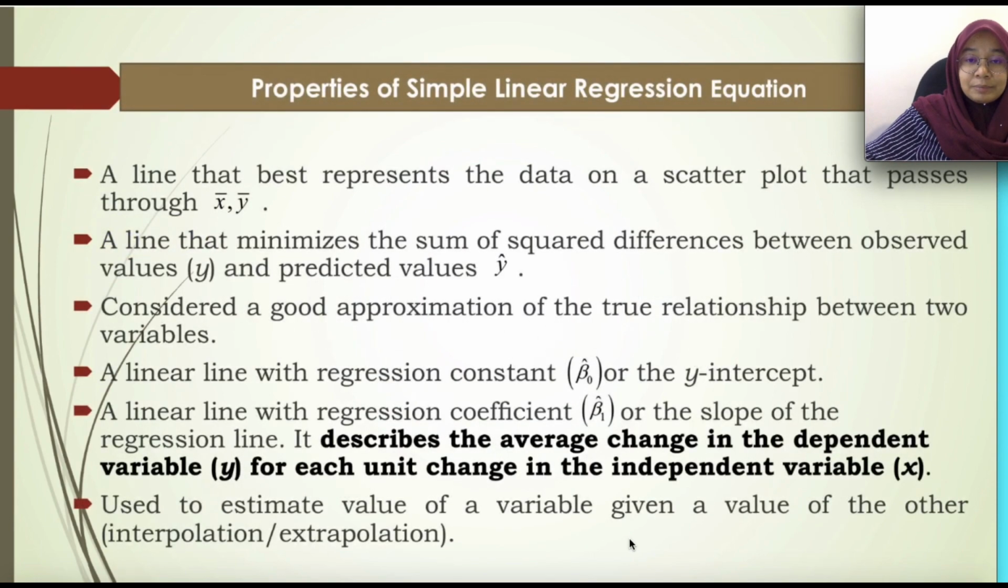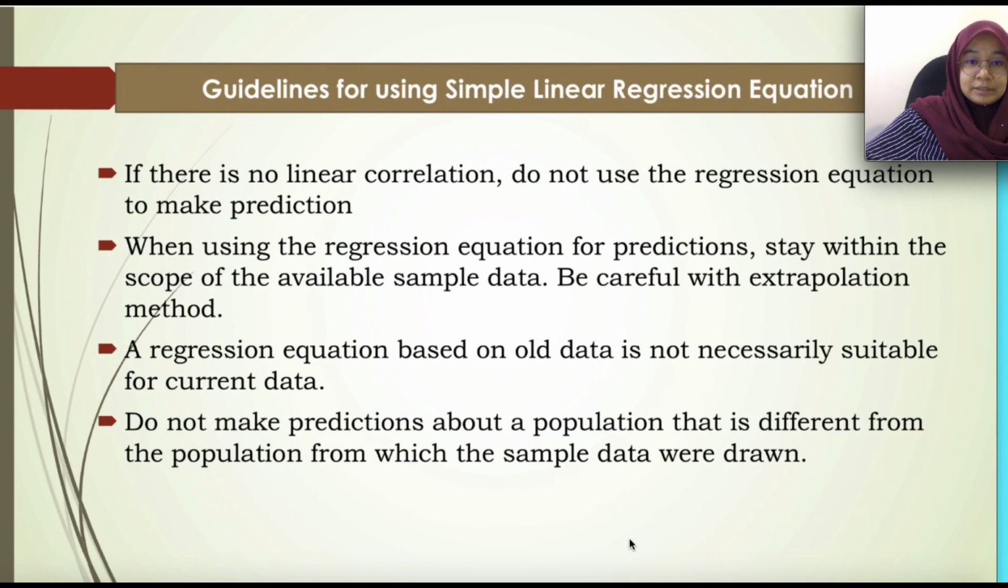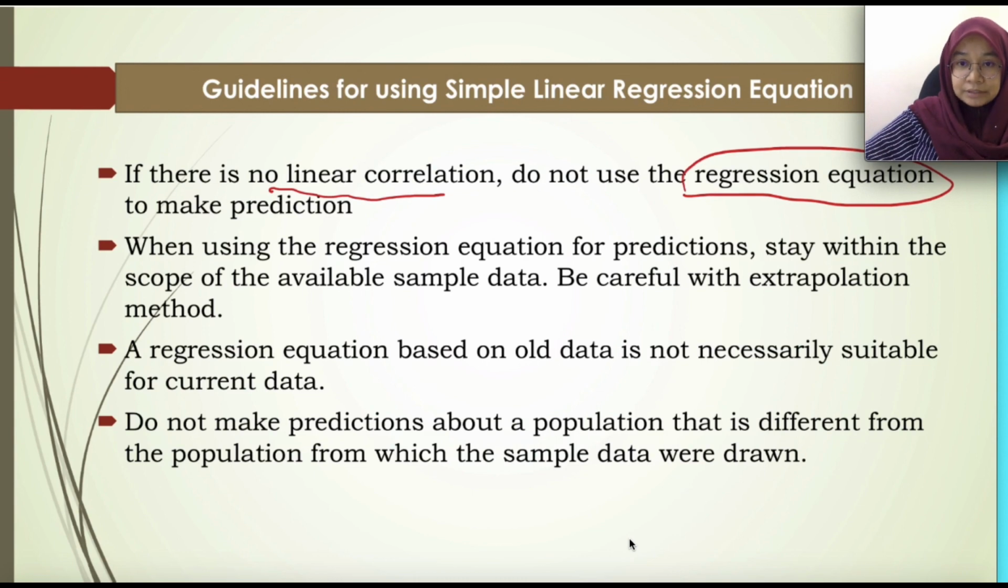Okay, these are the properties of simple linear regression. So I think this one you can just read on yourself. The guideline for using simple linear regression: if there is no linear correlation, do not use the regression equation to make prediction. It means that you said there is no linear correlation, no trend, so you cannot use the regression equation to make prediction.